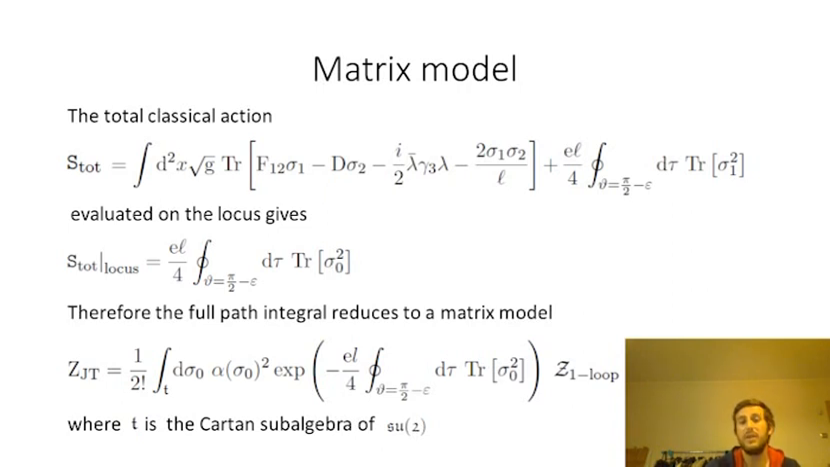And therefore, the full path integral reduces to a matrix model. So we have to integrate over all possible constant configurations sigma 0, where sigma 0 is valued in the Cartan subalgebra T of SU(2). So the only element left is the Z one-loop, which is just the one-loop determinant of the fluctuations of the fields around the locus.